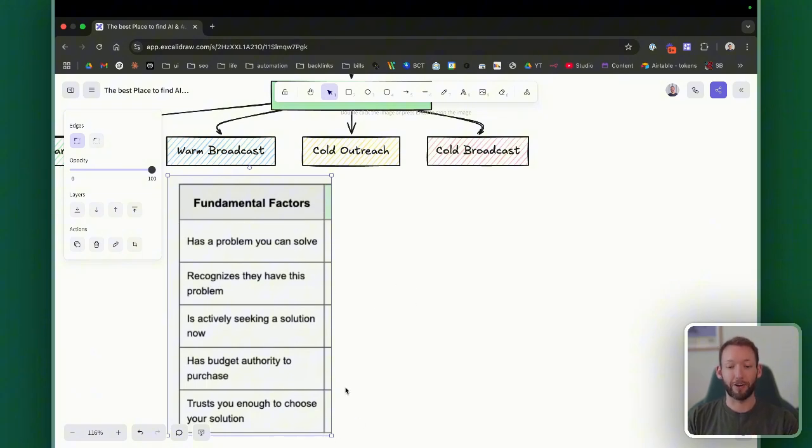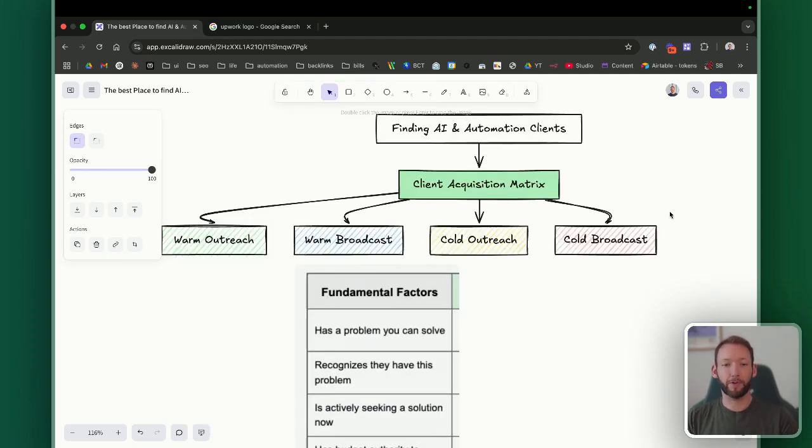And then we also have the objection of, do they trust us enough to choose our solution? And when it's a cold audience, it's a lot harder to gain that trust. And the same applies for cold broadcasts. It's very similar. So it kind of leaves you with the question of, if all of these are hard channels to gain clients through, then how can we get a head start here?